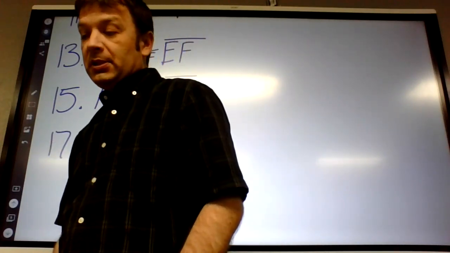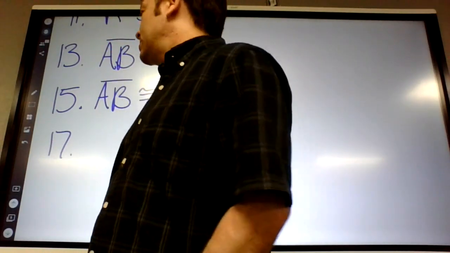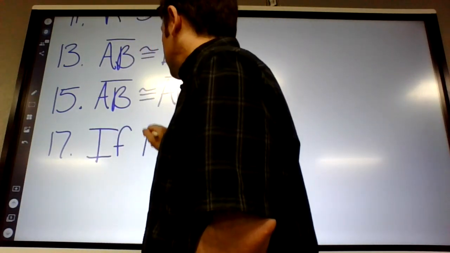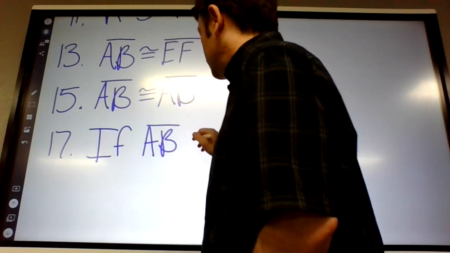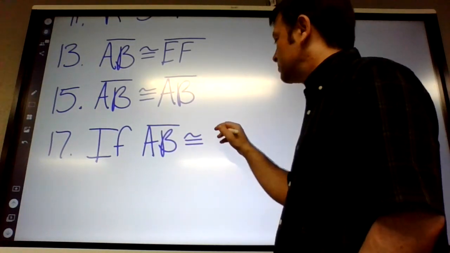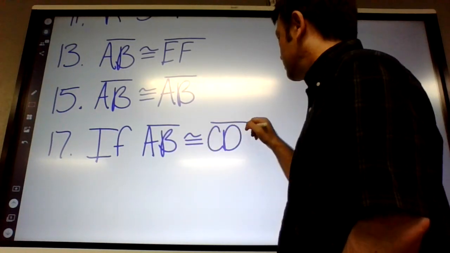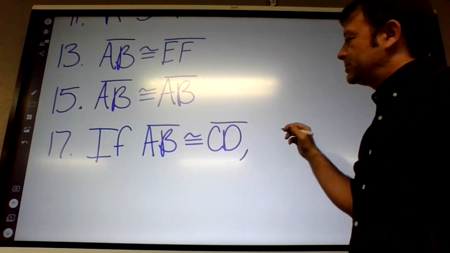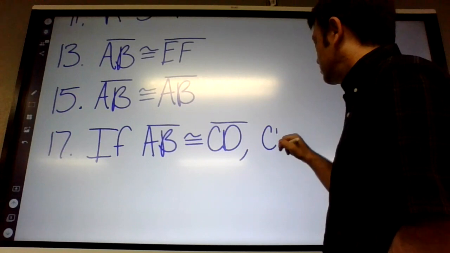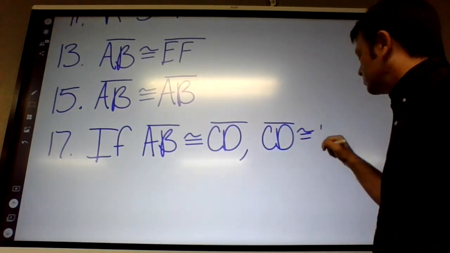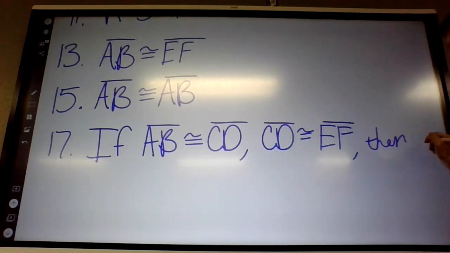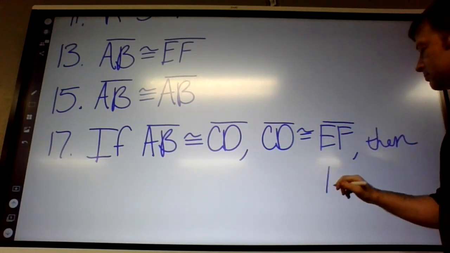Number 17. Transitive property using segments. Segment AB is congruent to segment CD. No, we skipped a step. And CD is congruent to EF. Then AB is congruent to EF.